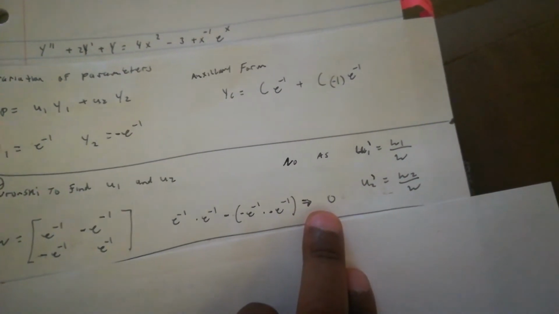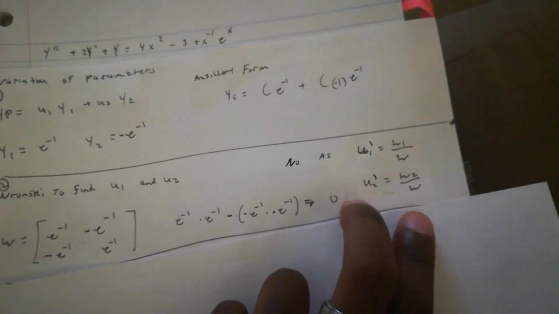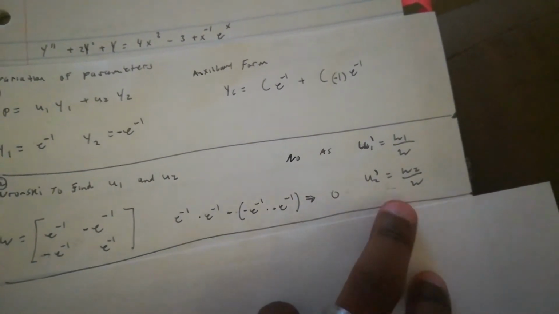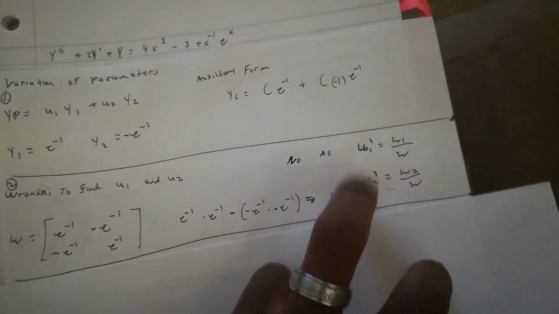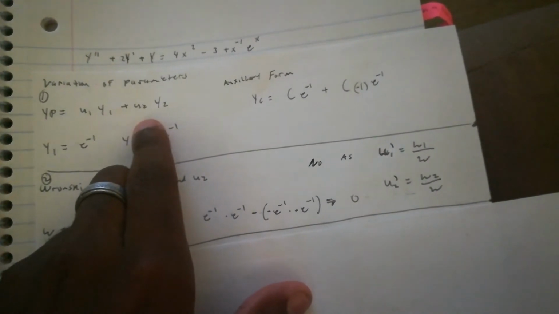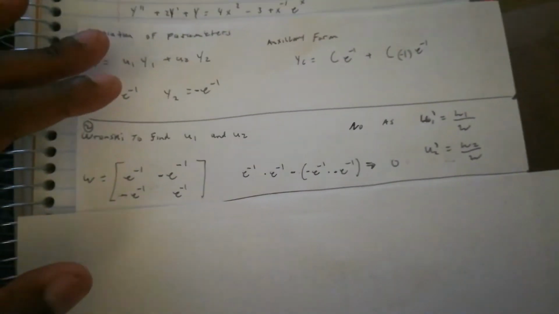original Wronskian. Because mine came out to 0, this wouldn't work, which leads me to believe I did something wrong here. However, once you find these two, you can integrate them. You multiply them by your original y1 and y2, and that's your particular solution.